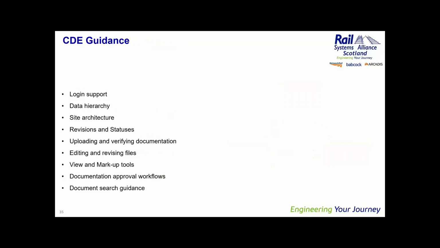Within the CDE, to support the CDE strategy, we produce CDE guidance, and CDE guidance typically would contain things like login support, data hierarchy, site architecture, revisions and statuses. This kind of thing can change project to project, and hence why we have to do it for each project that we work on. And the fact that the Rail Systems Alliance is a framework of projects, we lumped it all together in one.